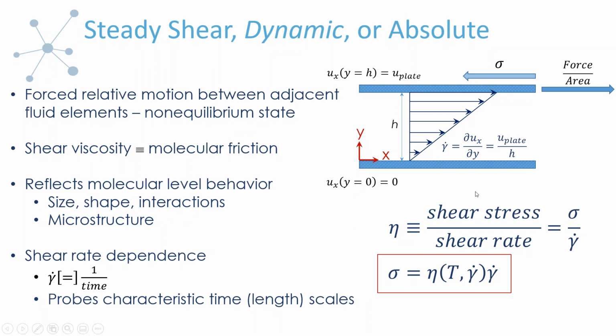So we're just going to use the simplest flow example where we have fluid between two plates. The lower plate is stationary and we're dragging the top plate at some particular velocity, some fixed velocity. And this is going to set up a flow field within the fluid, fluid of height h.